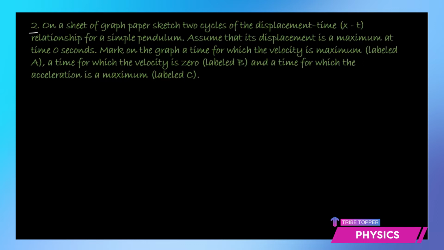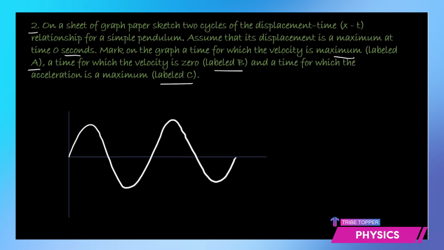Assume that its displacement is a maximum at time 0 seconds, and on that graph you have to mark a time for which the velocity is maximum, we'll label it as A, a time for which the velocity is 0, we'll label it as B, and a time for which the acceleration is maximum, we'll label it as C. So let's first draw the graph, which is the displacement versus time graph.